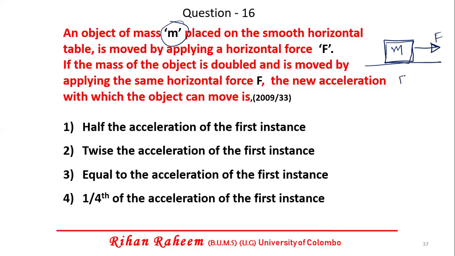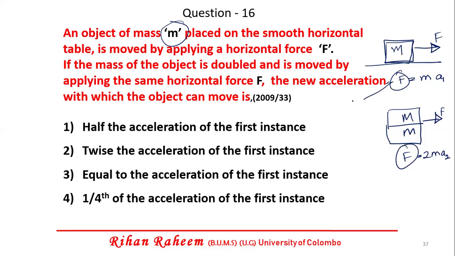First situation, F equals m, we say a1, first acceleration. Second situation, we are doubling the mass of the object and we are applying the same force. F equals 2m, that situation is a2, different acceleration. But both the forces are same, right? So I can equate equation number 1 and equation number 2. I am doing this in a maths method. So m a1 is equal to 2m a2. I am equating the forces because they say both situation forces are equal.